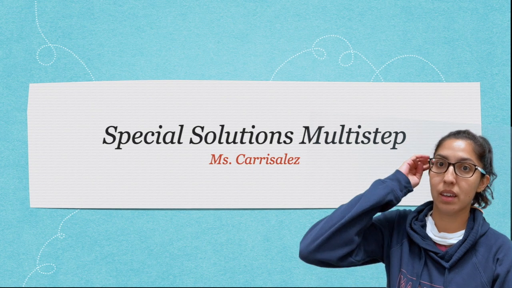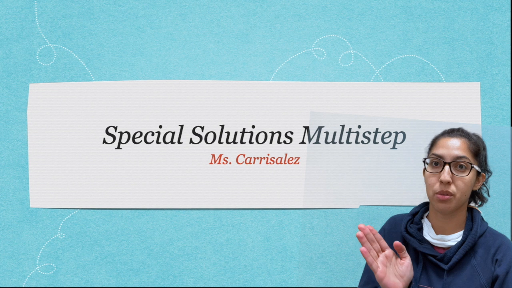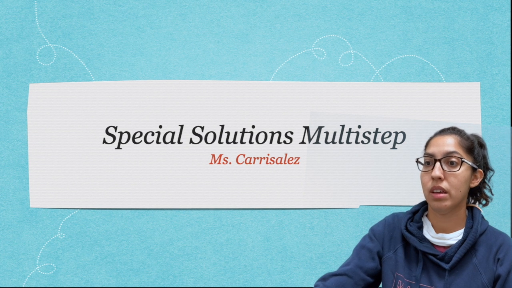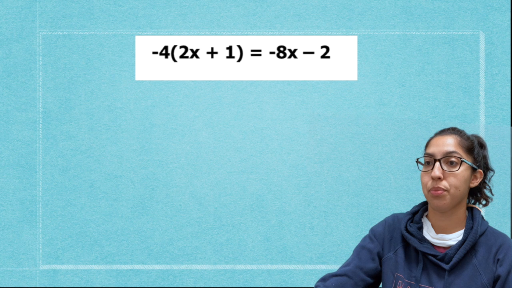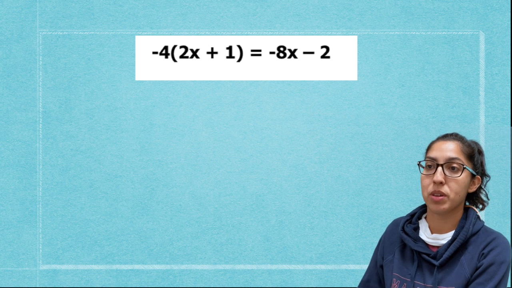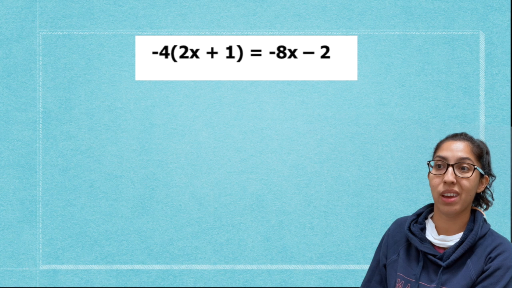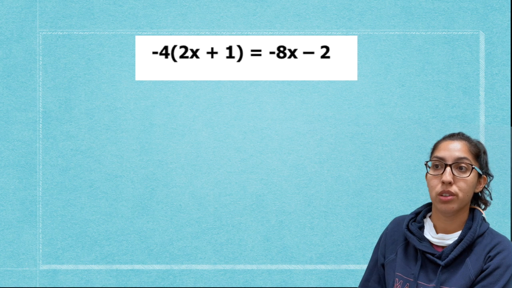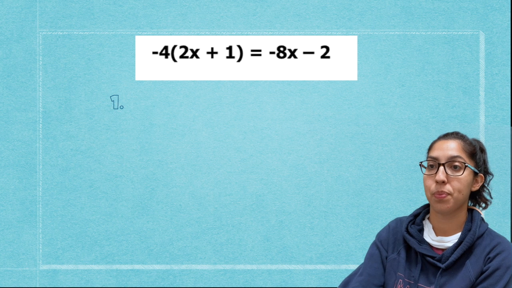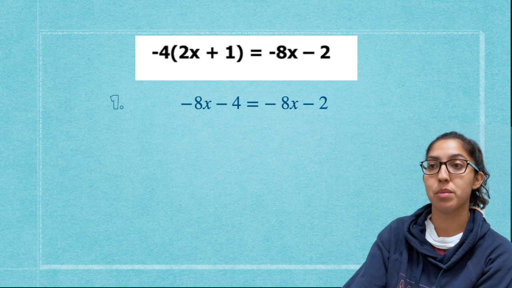This is our last day of multi-step equations, so we're going to look through some special solutions and make sure that we've covered everything. So here we go. First up, we've got -4(2x + 1) = -8x - 2. So we are going to distribute first. And we end up with -8x - 4 = -8x - 2.